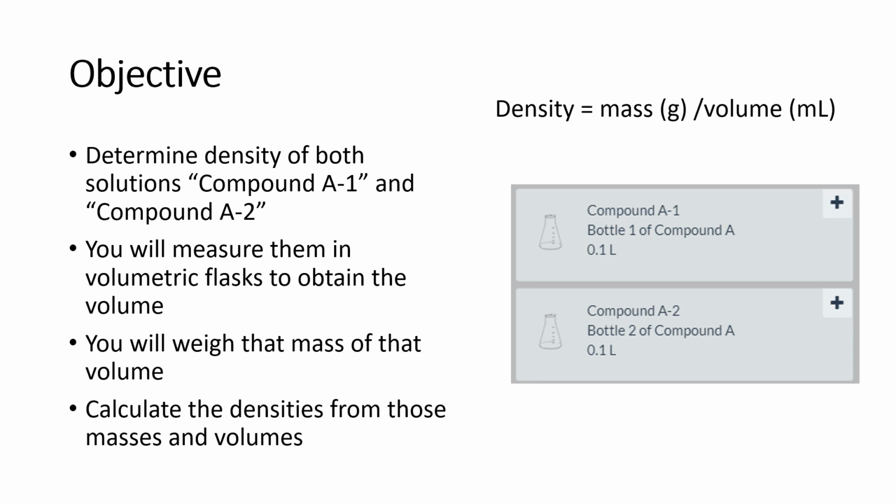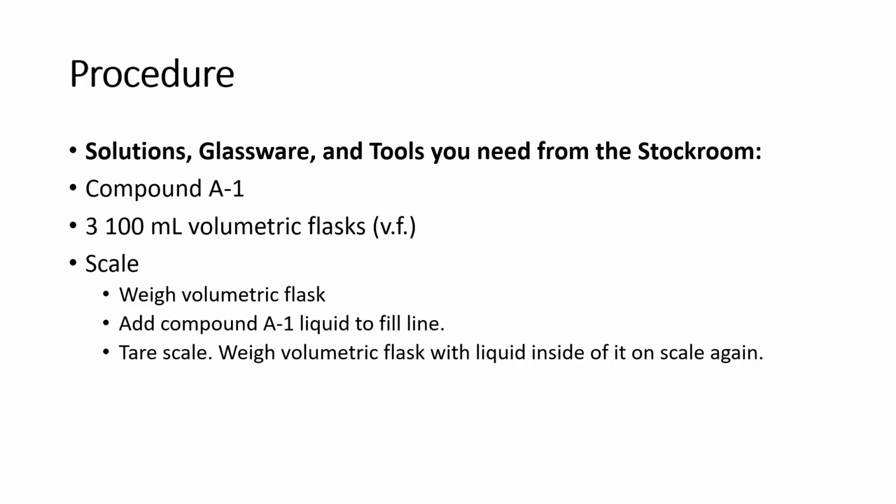So you're going to measure them in those volumetric flasks to obtain the volume, and then you will weigh that volumetric flask before you have added your compound to it, and then after. And then from all that information, you'll calculate the densities of compound A1 and compound A2. So you're going to need your compound. For example, this is the first part of the procedure, and this is just a very summarized version.